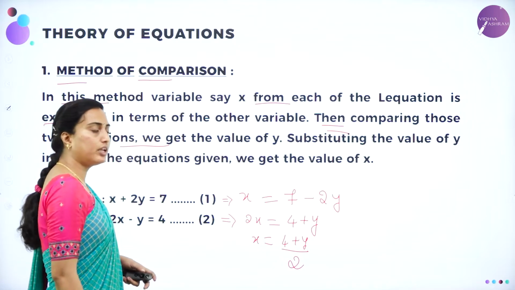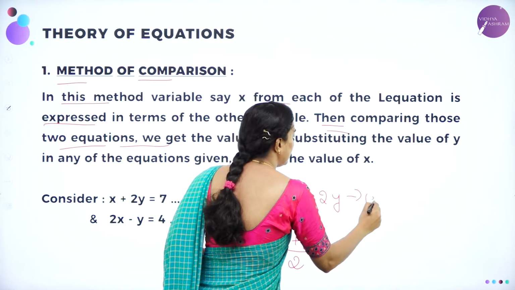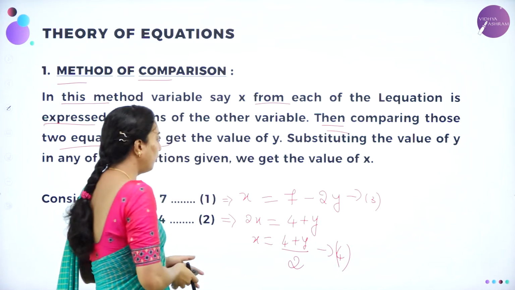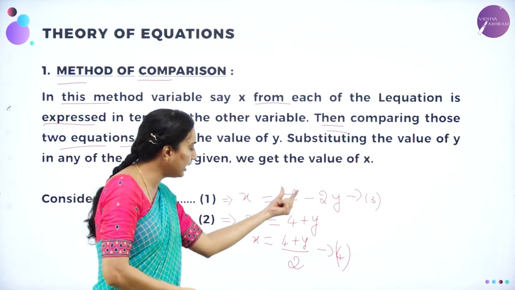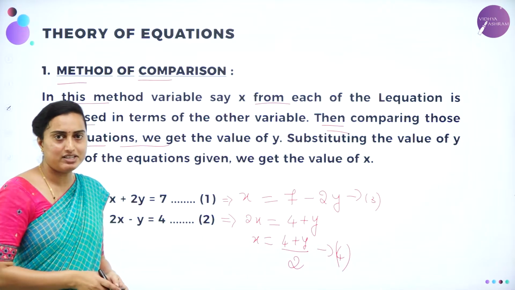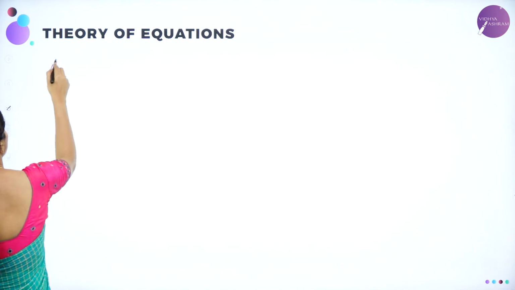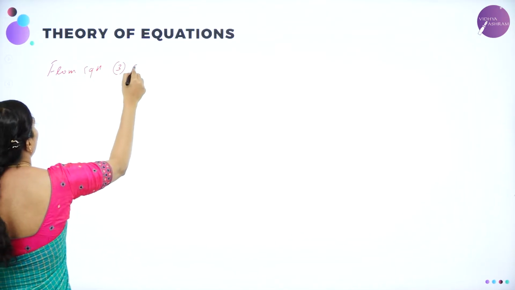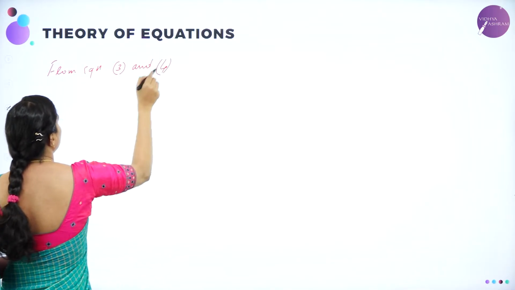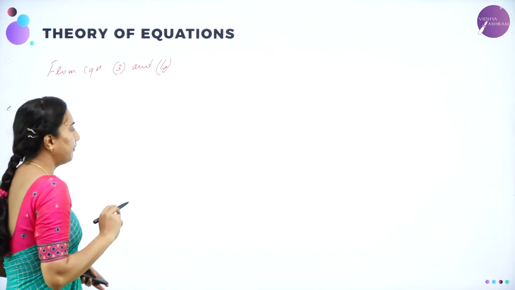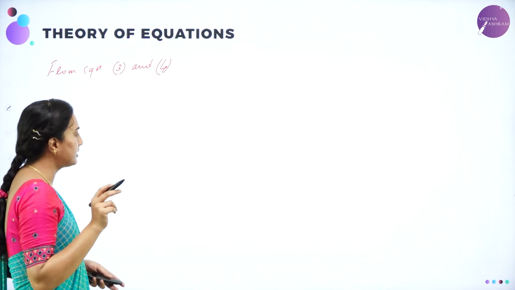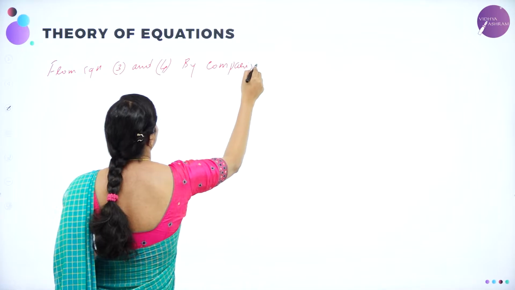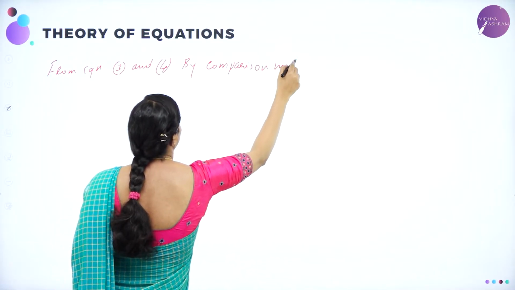Okay. Now you can call this equation 3 and this equation 4. Now comparing equation 3 and 4, if the left hand sides are equal, I can automatically equate the right hand sides. Therefore, from equation 3 and 4, the left hand sides are equal, so I can equate the right hand sides by comparison. That is the comparison method.